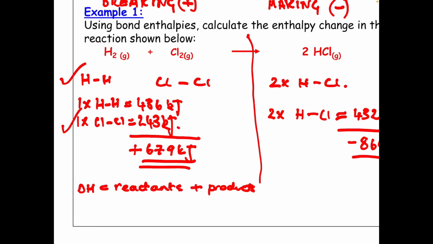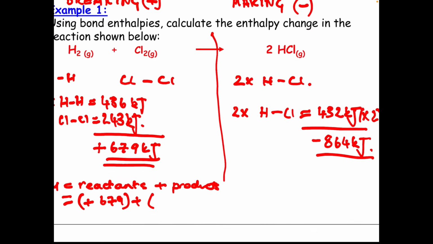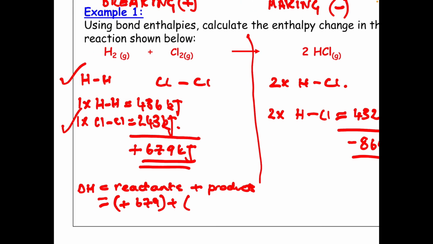But we need to be careful here. We need to put the signs in, okay? So I'm going to do this in brackets just to make this easy. We're going to use the reactants first, and we said that was plus 679 kilojoules. Then we're going to add on our products, and we said that was minus 864. So we're still going to add them together, but we're going to make sure we put that minus in there. So that's 864.